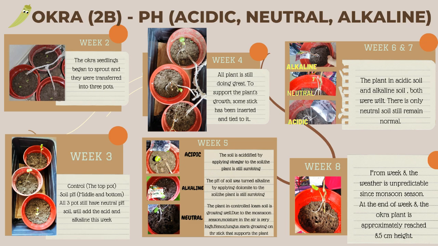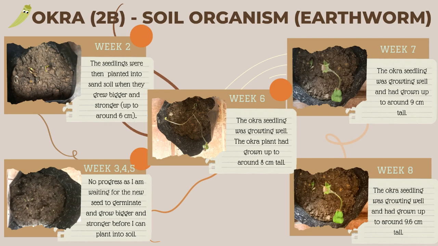And now I'm going to talk about another parameter, which is the presence of soil organisms, and the soil organism that has been chosen for this mini project was earthworms. Earthworms can bring many benefits to the soil, such as increased nutrient availability, better drainage and a more stable soil structure. I planted 2 okra seedlings during the start of week 2, as the germinated seedlings had sprouted and grown bigger and stronger, up to around 6 cm tall.